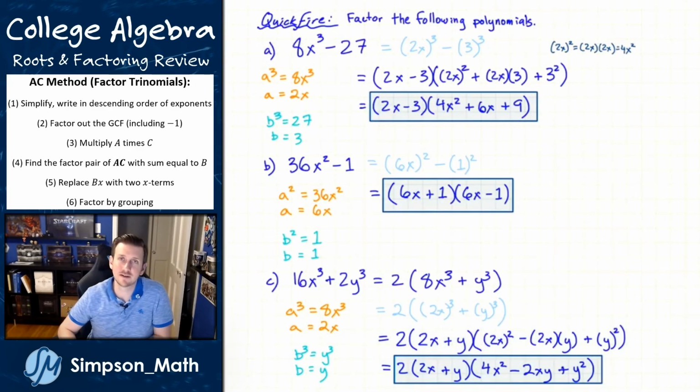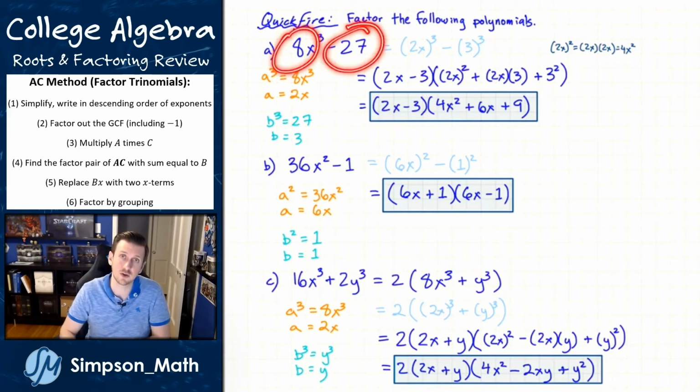All right, let's look at the results of this quick-fire challenge. So for 8x cubed minus 27, that cube is a little bit of a dead giveaway that this is a difference of cubes. I know it's a difference because it's a minus. So I see this x cubed and I see a minus. I might not know right off the bat, but it's a pretty good shot that it's a difference of cubes.